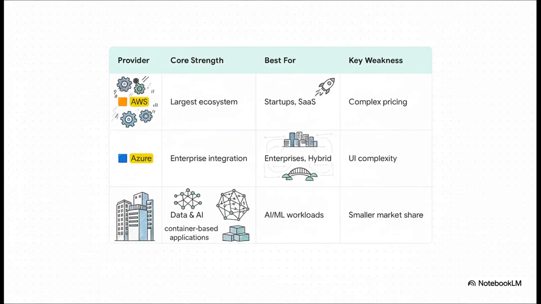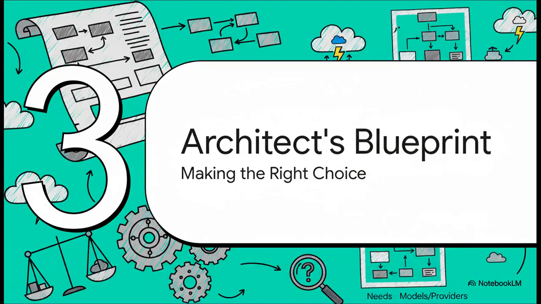First, you've got AWS. They're the original, the market leader with the biggest set of tools, which is why so many startups love them. Then there's Azure, the enterprise favorite. It's built by Microsoft, so it plugs into that world perfectly and is fantastic for hybrid setups. And finally, there's GCP, which is an absolute powerhouse for anything involving huge amounts of data, AI, and modern container-based apps.